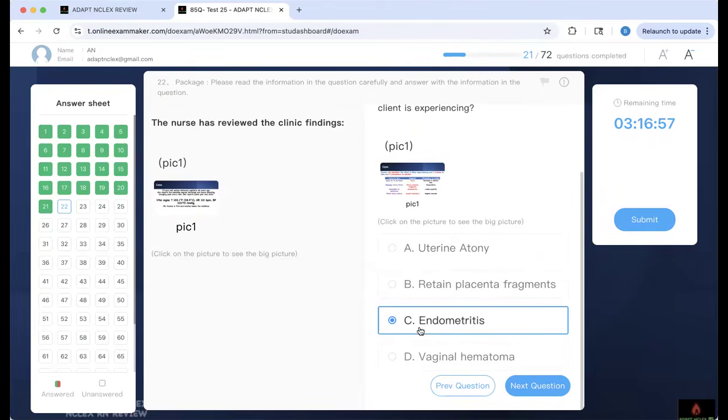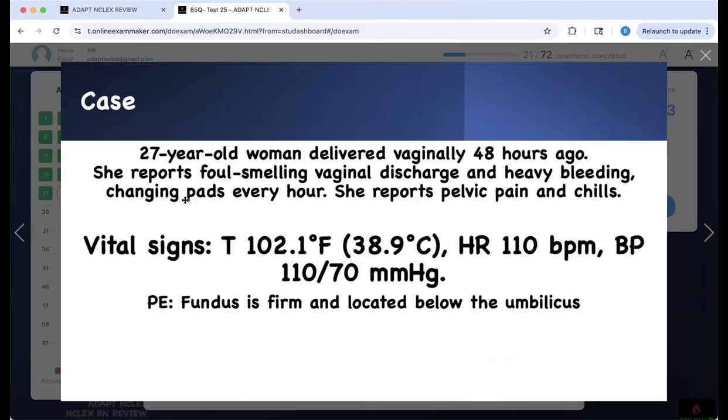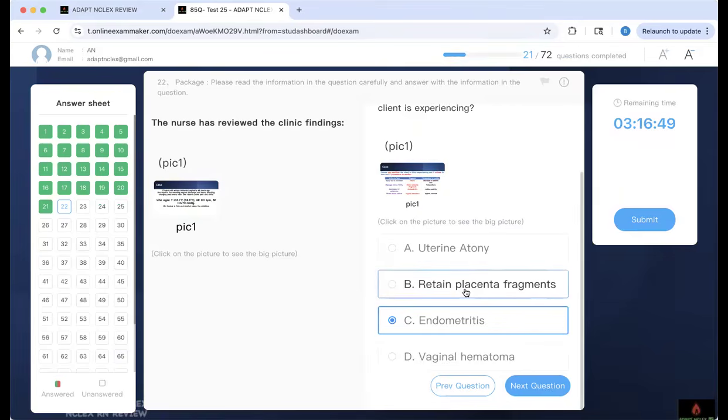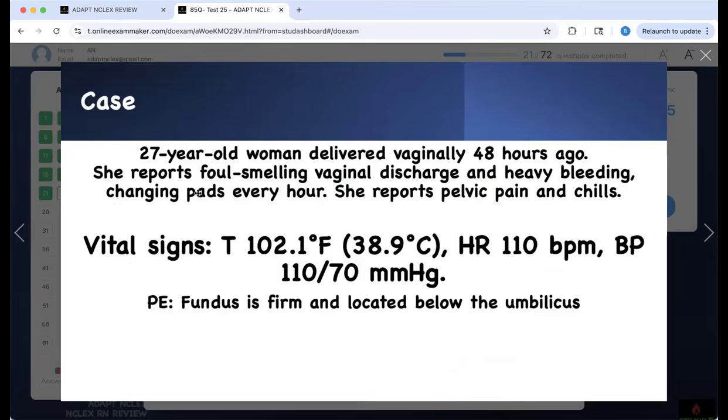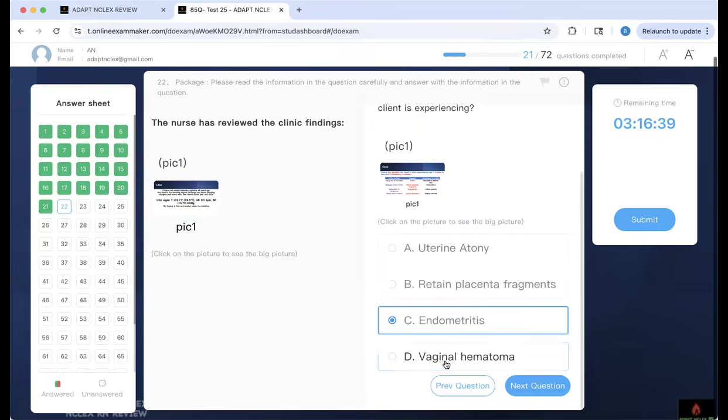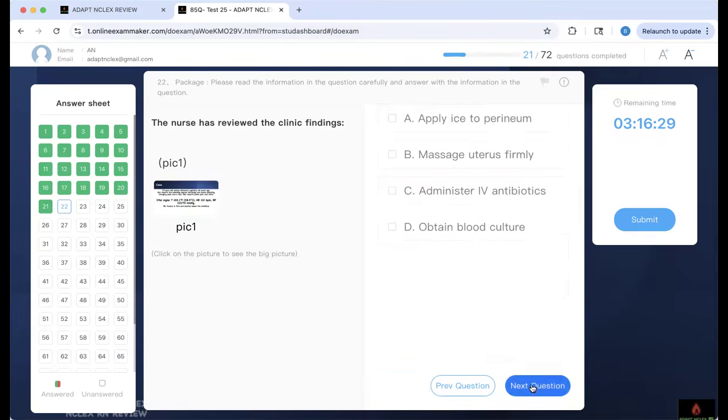I can tell you this is endometritis. Why? Uterine atony, the uterus will not be contracted, therefore eliminated. Retained placental fragment will prevent the uterus from being completely contracted, and at the same time you're not going to have fever. And with a vaginal hematoma, usually you're just going to have perineal pain, there's no fever. Therefore, this is endometritis. That's what is causing the problem.